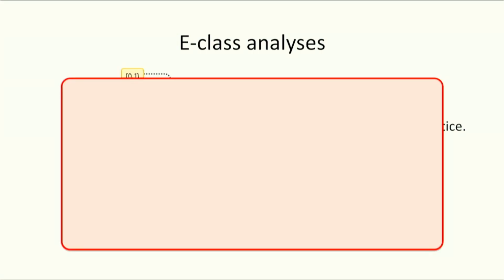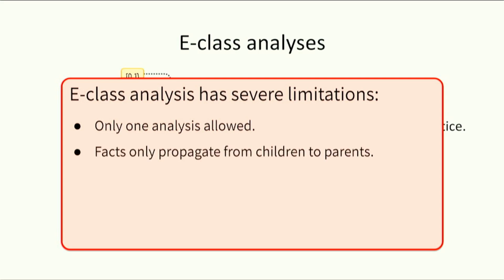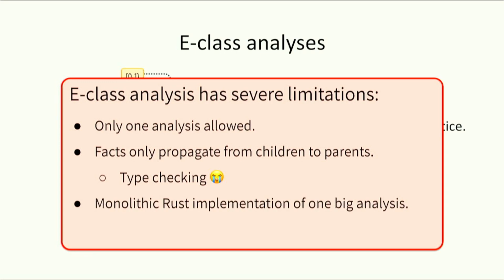So this idea of e-class analysis has been used in many projects, but it turns out that e-class analysis has some limitations. For example, in e-class analysis, you only allow one kind of analysis. Although it's possible to define a product analysis that combines individual analyses, this will make the implementation clunky. Moreover, e-class analysis only propagates from children to parents, and this forbids certain kinds of analysis like type checking, which pass context from parent to children. And finally, in frameworks like egg, analyses have to be implemented in an external imperative language as a monolithic function, which is neither composable nor scalable.